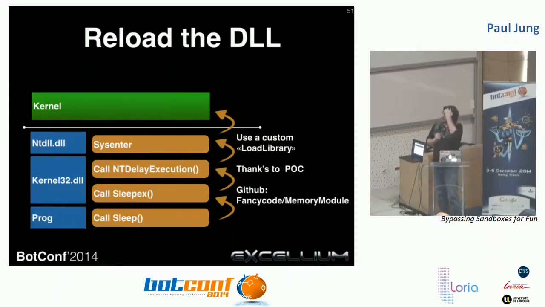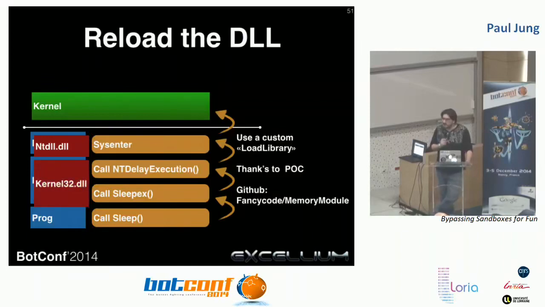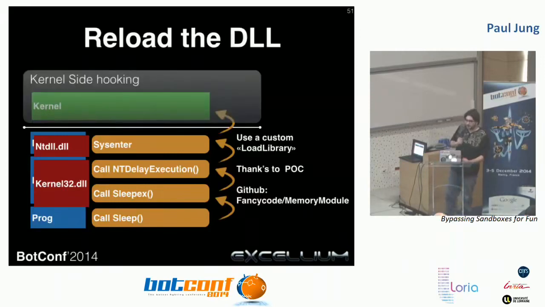Other things, you could reload the library. There is a POC available on GitHub, not mine, and it really works. You just have to reload the DLL, from disk or from the memory of the executable. And once you have reloaded the DLL, the hooks are not there anymore. And again, the problem is that when you use that, you are not detected, except when there is kernel side hooking. So, how to escape the sandbox?